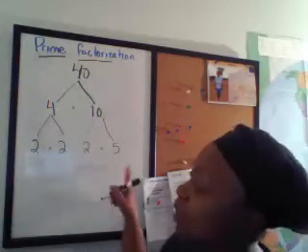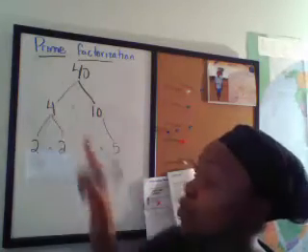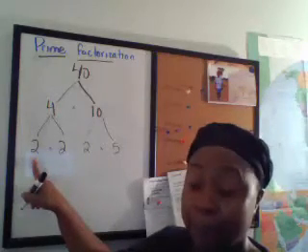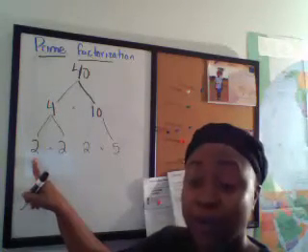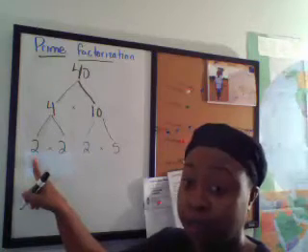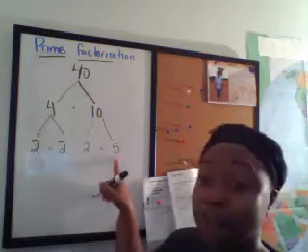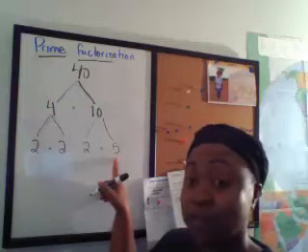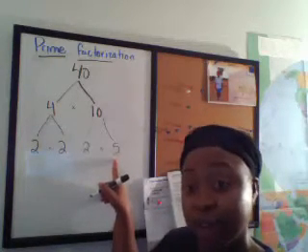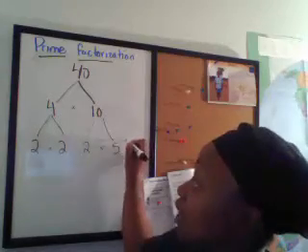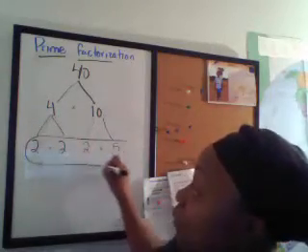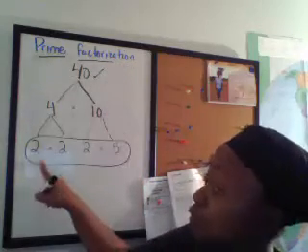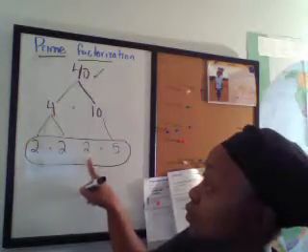And I'm looking at them and I'm thinking, are these prime numbers or are they composite numbers? 2 is a prime number because the only two factors for 2 are 2 and 1. 5 is a prime number because the only two factors for 5 are 5 and 1. So this is my prime factorization of 40. It's 2 times 2 times 2 times 5.